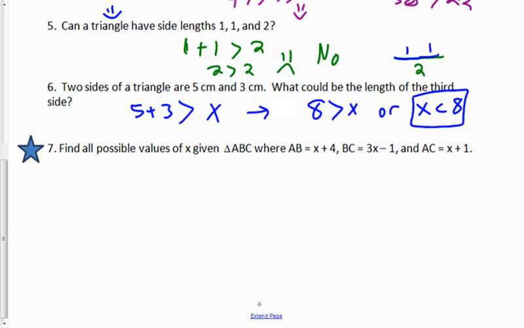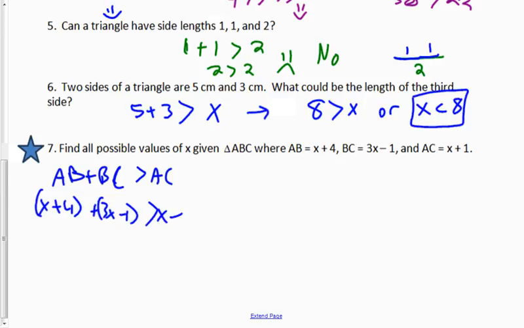All right, last one. Find all possible values of x given triangle ABC, where AB is x plus 4, BC is 3x minus 1, and AC is x plus 1. So let's do this. Let's take one at a time. We know that AB plus BC has to be greater than AC. So in other words, x plus 4 plus 3x minus 1 has to be greater than x plus 1.